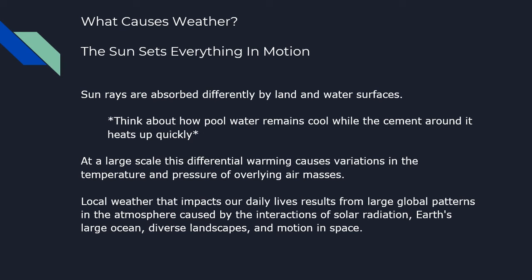And same on the beach. Hot sand versus very cold water. And this differential warming, especially at the large scale, causes changes in temperature and pressure, and that varies between air masses. Think of an air mass as just a giant amount of air in the atmosphere hovering over the Earth. So local weather impacts our daily lives, and that's all because of large global patterns in the atmosphere caused by a mix of solar radiation, sunlight, right, Earth's large oceans, large bodies of water, large areas of land, and the way the Earth moves around in space.